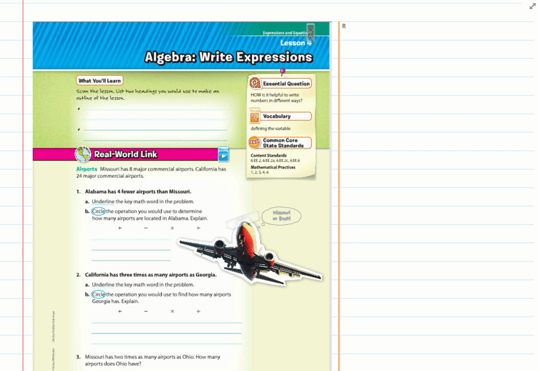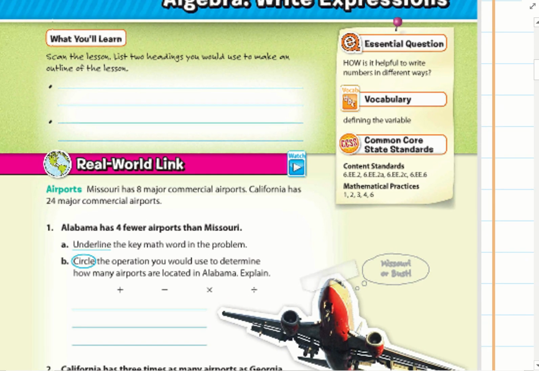Hello everyone, welcome to Chapter 6, Lesson 4, page 461. We're going to be doing some algebra. I'm going to write expressions. So 2 headings we'll use to make an outline of the lesson.